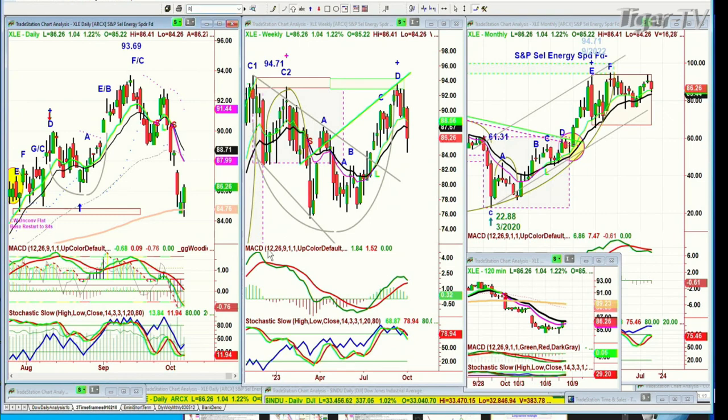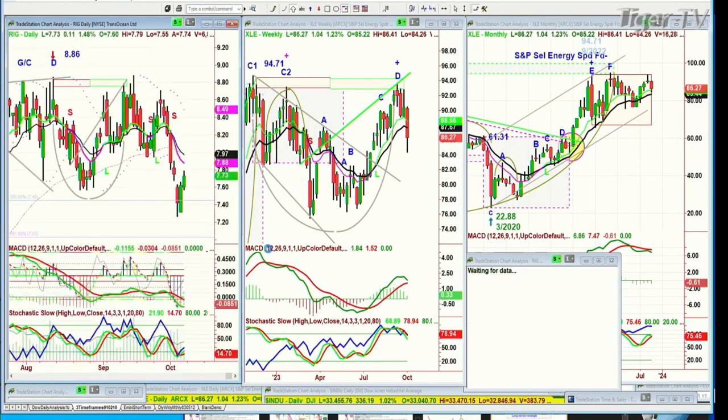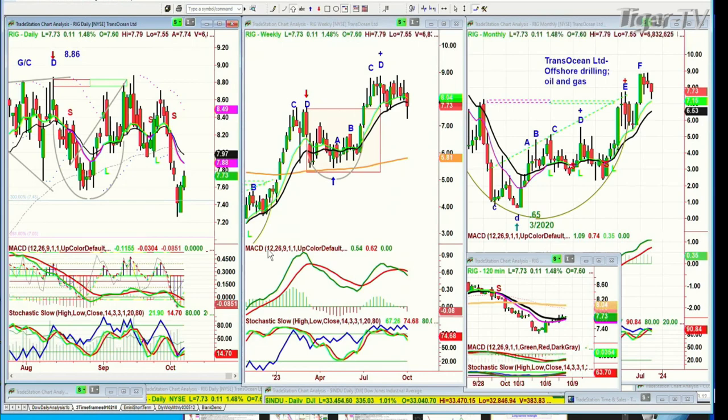And RIG was a question. RIG, here, let me just do RIG. See, RIG is pullback ready. It's not rigor mortis, but it's Transocean Limited. I would say that it's done the one-to-one to the downside at a double top in the weekly chart. And there's a Chapman wave Roman candle. I'll talk about that on Monday. I'm not going to talk about it now. But this just says to me, RIG is digesting huge gains. This is offshore drilling and oil and gas, and you can go through Exxon and all of them.